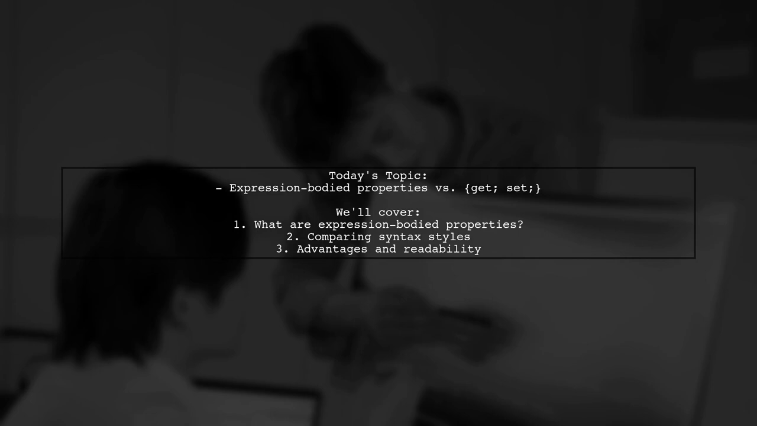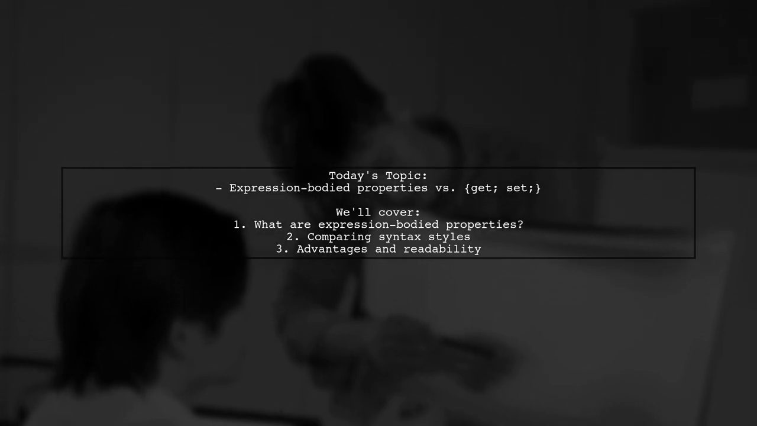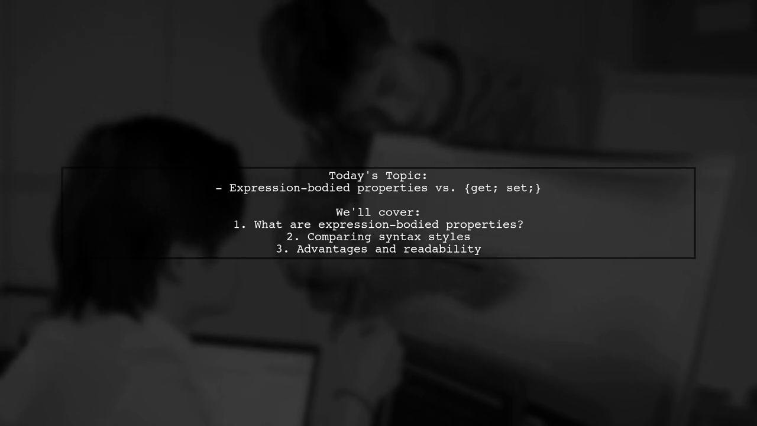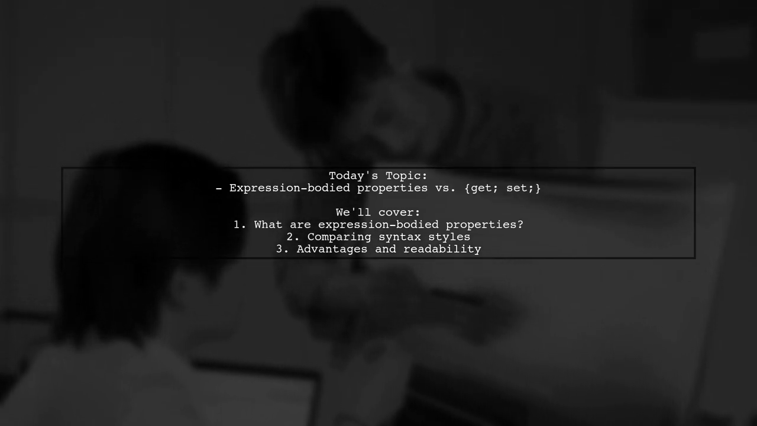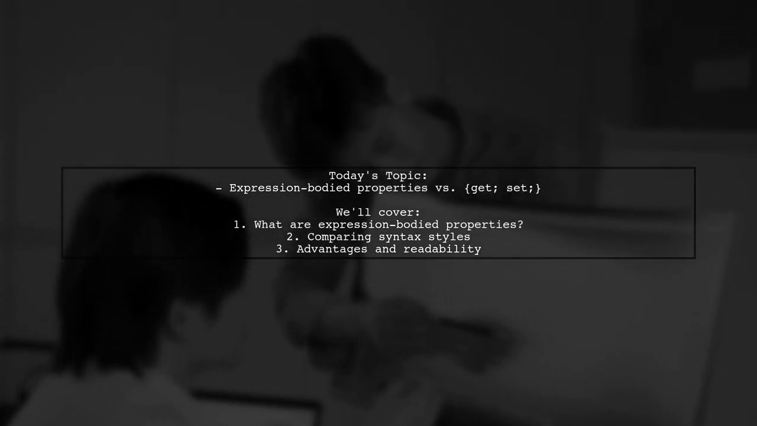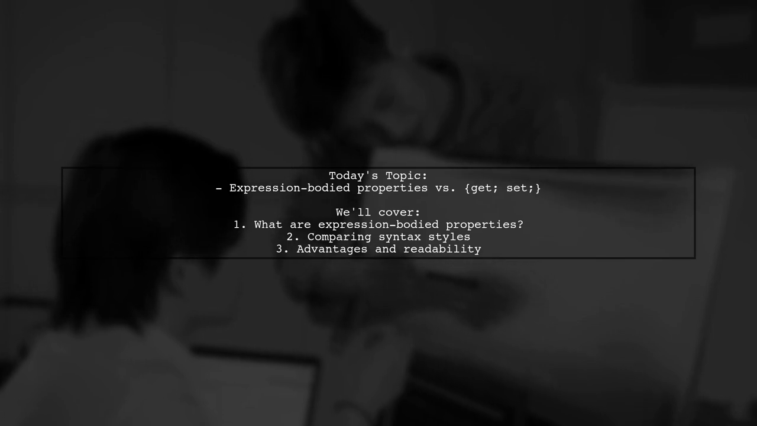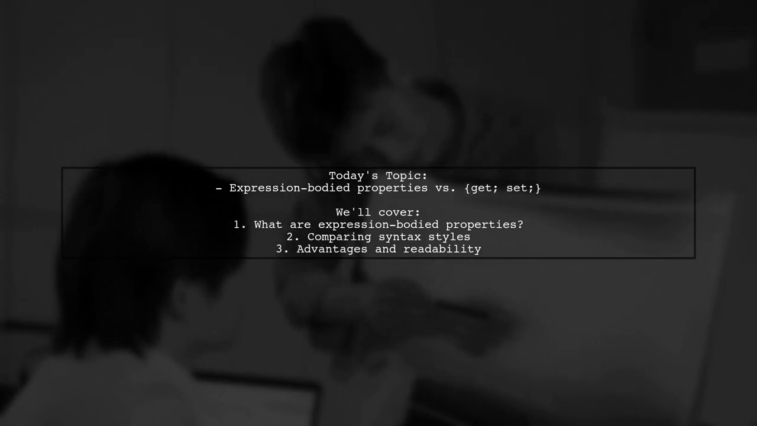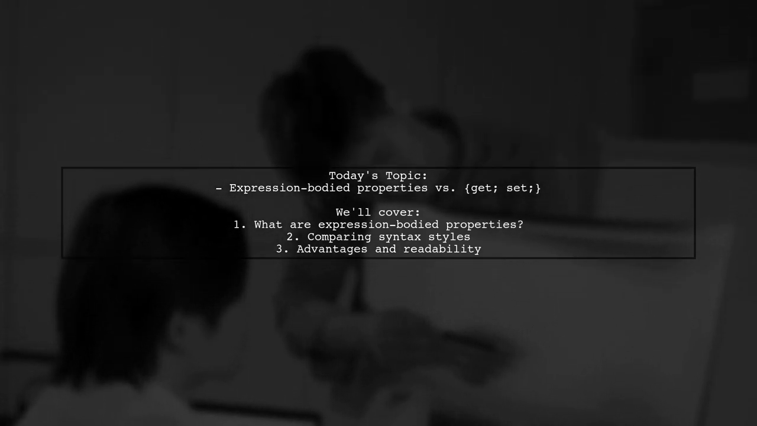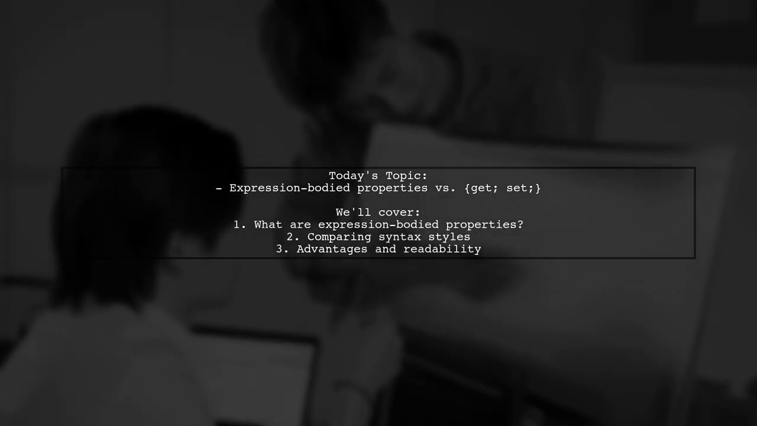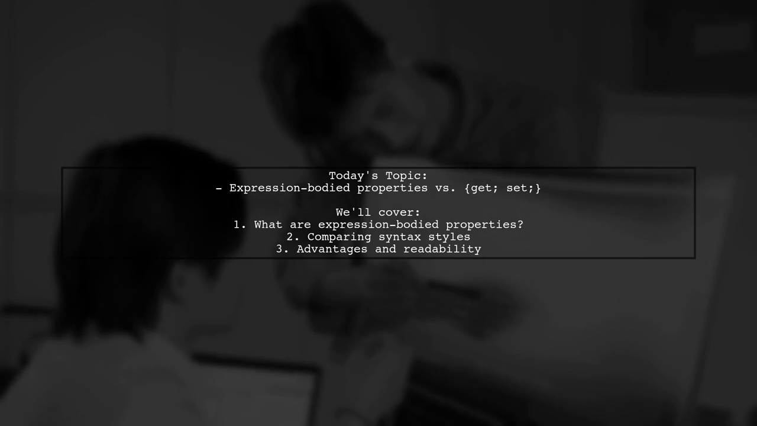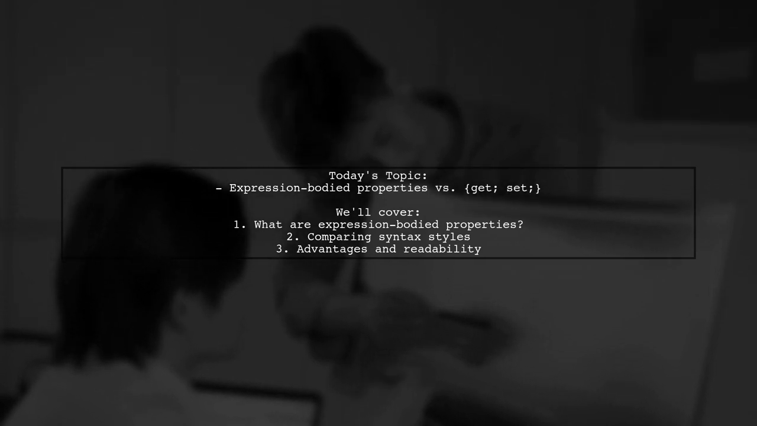Today, we're tackling an interesting question that many developers encounter. Our viewer is curious about the differences between expression-bodied properties and traditional get and set accessors in C#. Specifically, they ask if there's any advantage to using the new expression-bodied syntax generated by Visual Studio 2017, or if it's simply a matter of personal preference and readability.